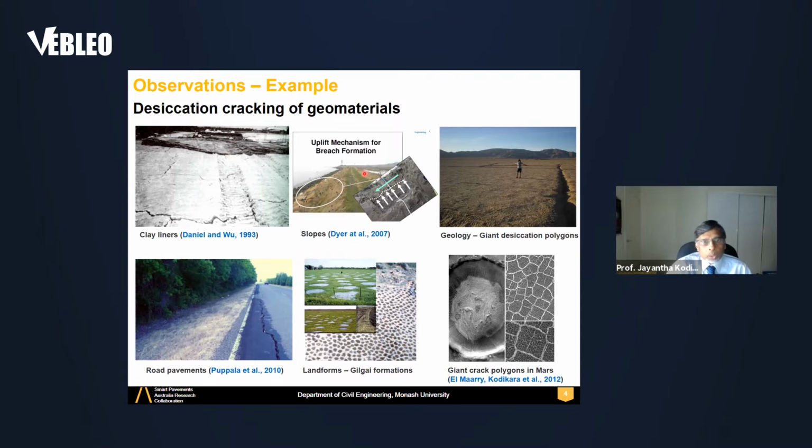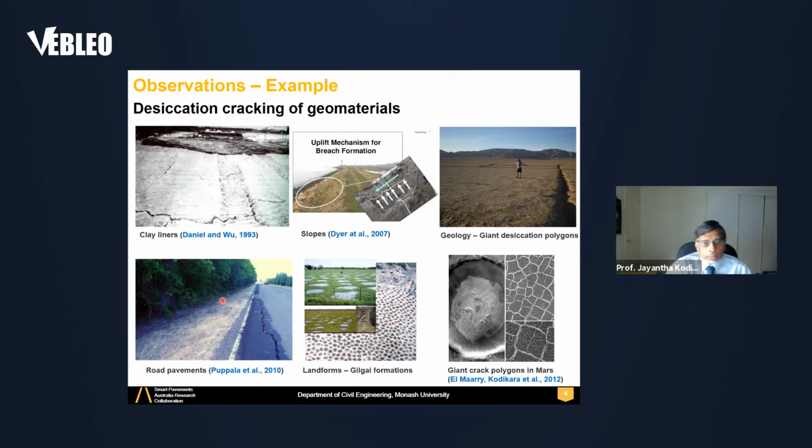Top middle, you see the uplift mechanism for breach formation in UK embankments. Here you can see the formation of desiccation cracks leading to failures. On the top right, you see giant desiccation polygons that have generated over geological time scales in the USA. The spacing between the cracks is very large in comparison to the other cracks you saw so far.